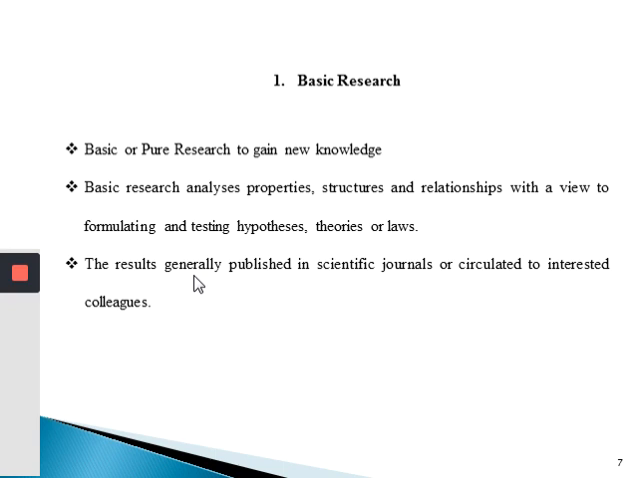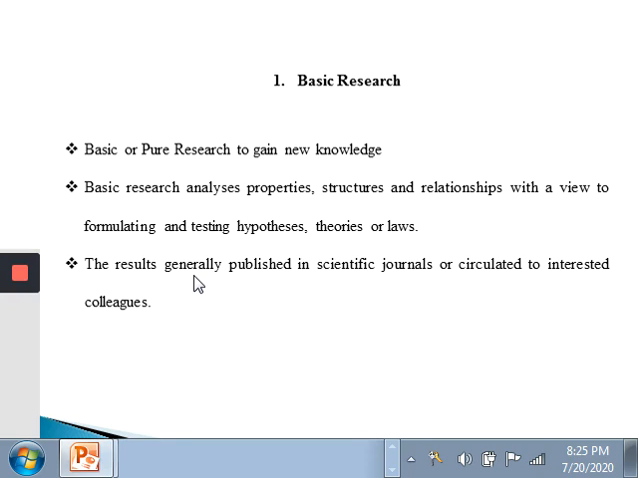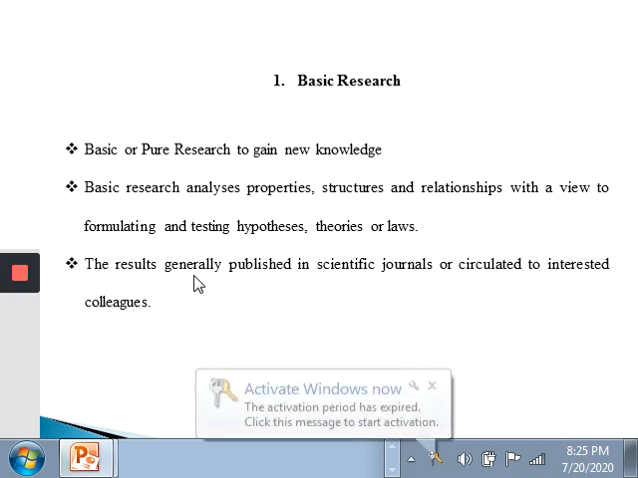What is meant by basic research? Basic research means pure research, on any compound or any molecule, to gain new knowledge. In R&D departments, the lab mate or team leader will decide to take a chance to gain knowledge. Basic research analyzes properties, structures, and relationships with a view to formulating and testing hypotheses, theories, or laws.